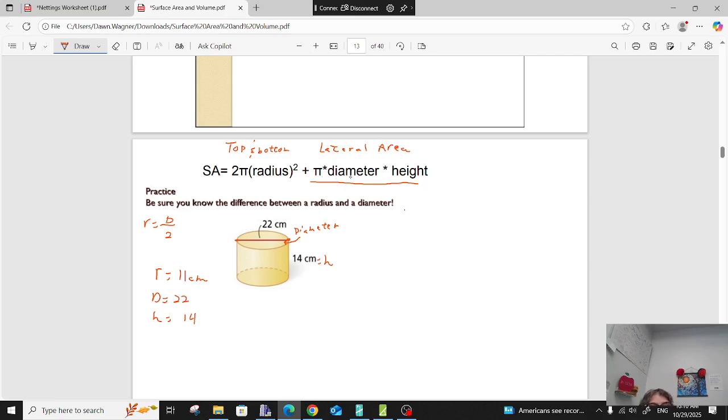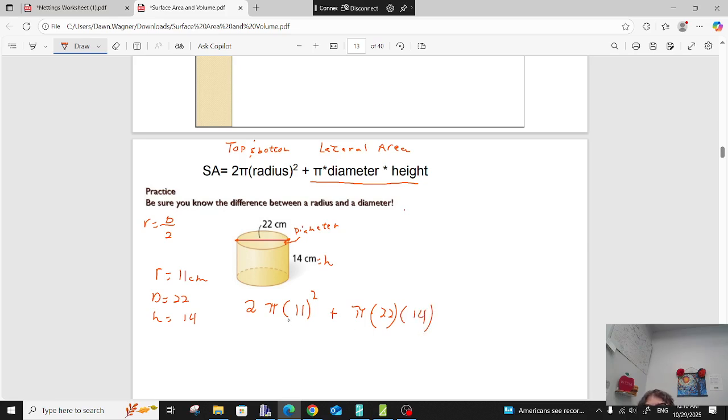Pi times diameter is your circumference of the circle. The height is going to be the length of that rectangle that's made. So it's a formula. I know a lot of students like formulas. So this is going to be 2 times pi. What was radius? 11. And I have to do what? Square it. A lot of students forget that. Don't be one of those. Plus pi times what? Times 22 times the height, which is 14.